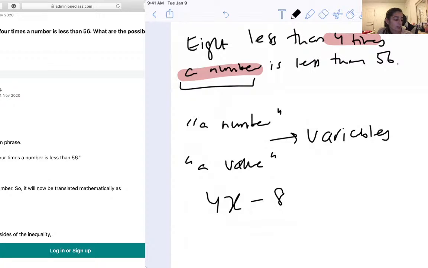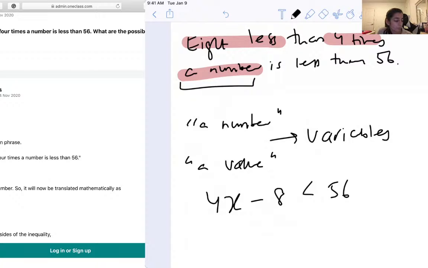And notice how it doesn't say "is equal to", otherwise we could have just put equals 56 and gotten it done with. But it doesn't say that, it says less than. So we're just going to add in our less than sign right there. Then we just have to find the inequality.